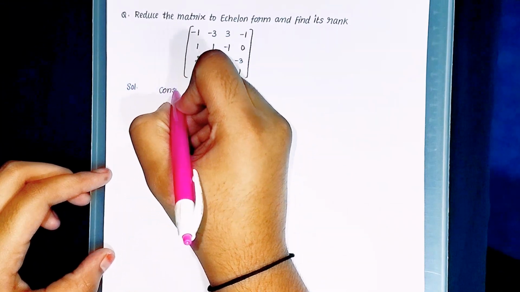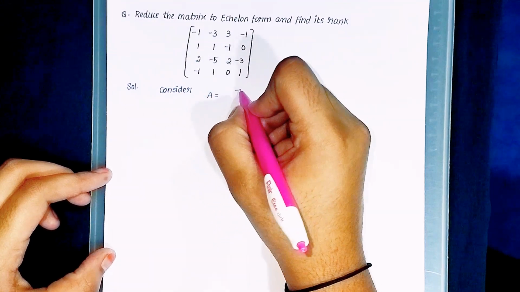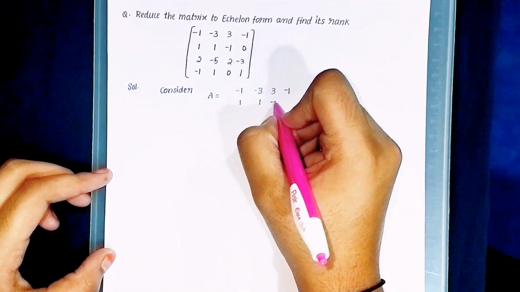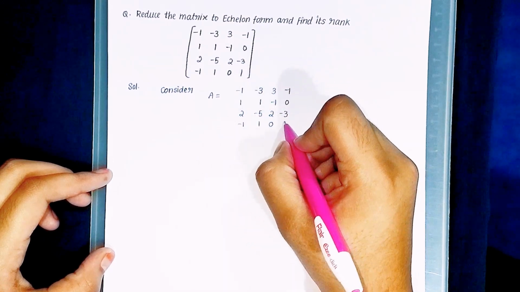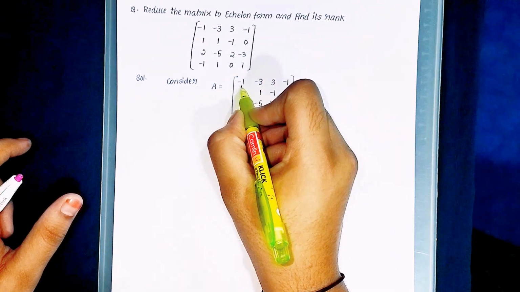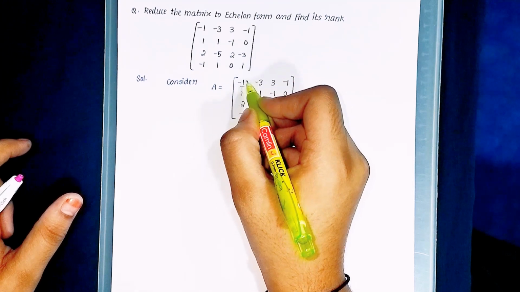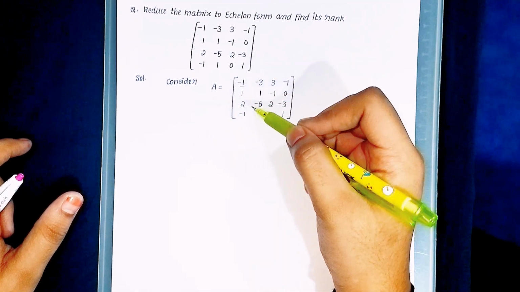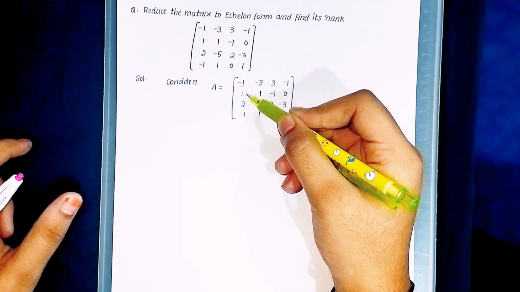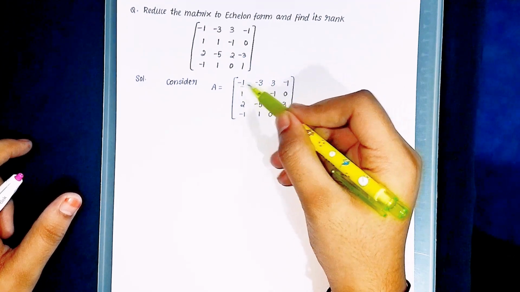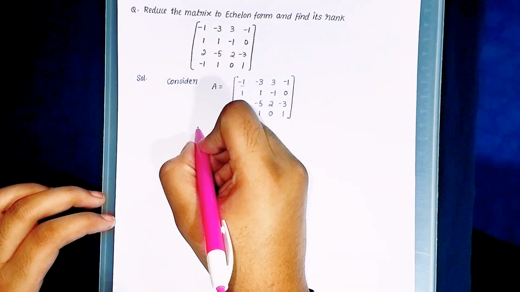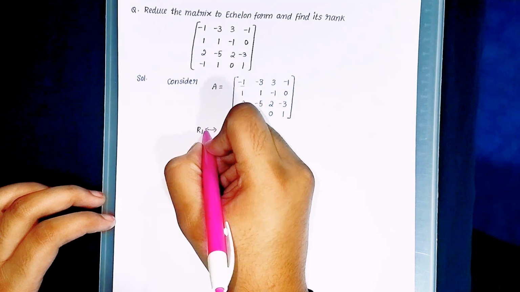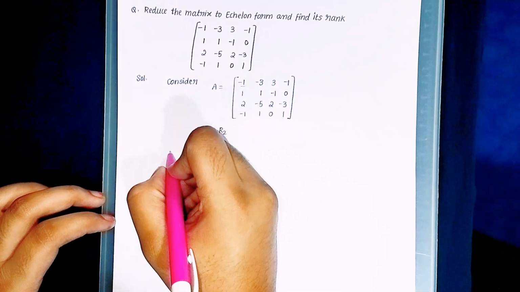Now let's consider the matrix as A and write the matrix as it is. If you have noticed in the beginning of the video, I have said that the first row, first column element should be 1 if there is any possibility. So in this matrix, we have that possibility of making it 1 by interchanging the rows. So we will be writing row 1 interchanges row 2, nothing but R1 interchanges R2.